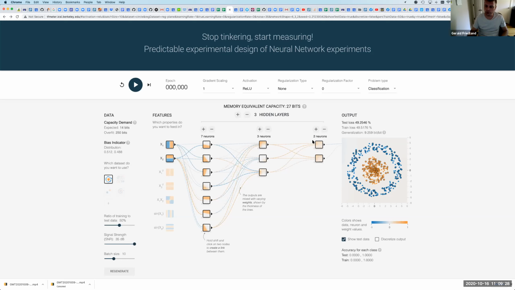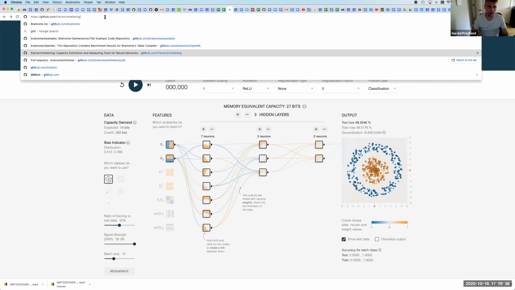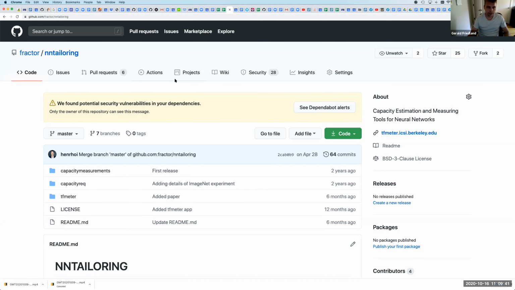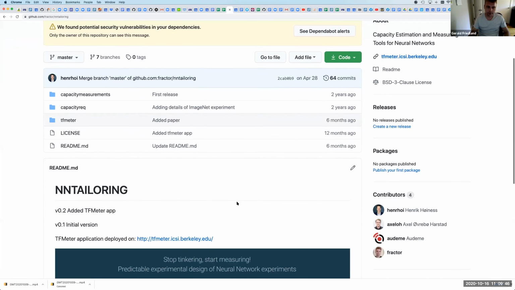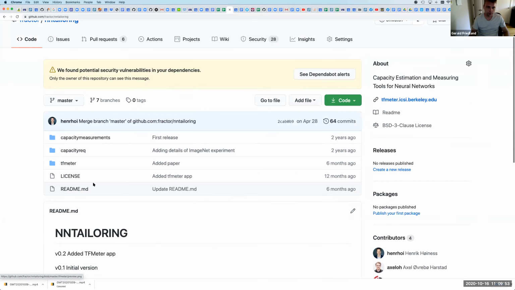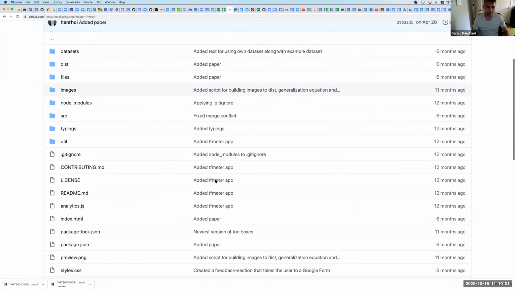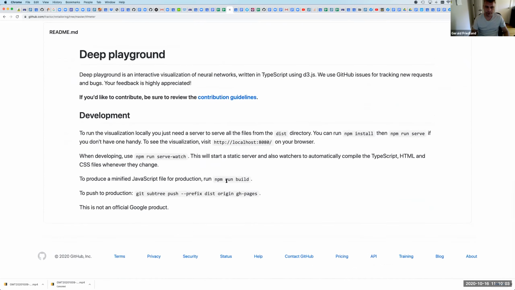So let's go to the tools that I have for you, the open source tools. You go to github.com, and this is a public GitHub that you have total access to. There's a bunch of stuff. First of all, the TF meter app, the complete source code is there. Everything you need to compile that from scratch and even modify it is in here.